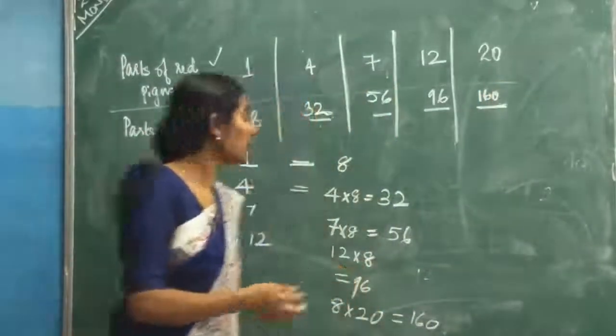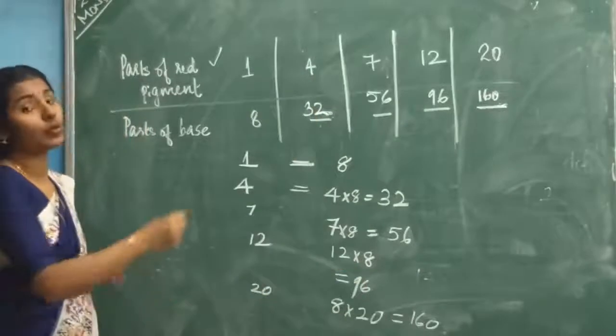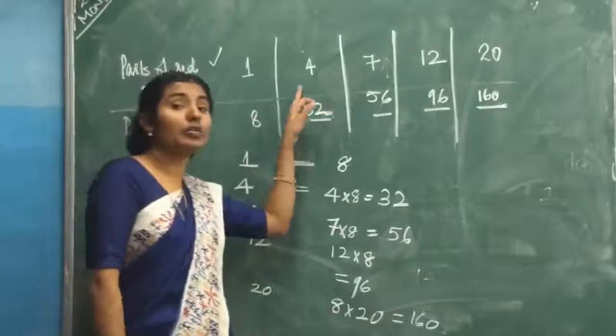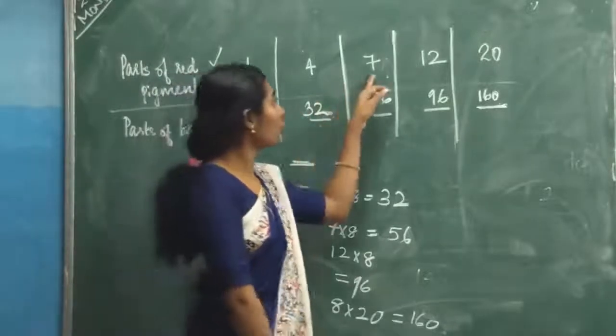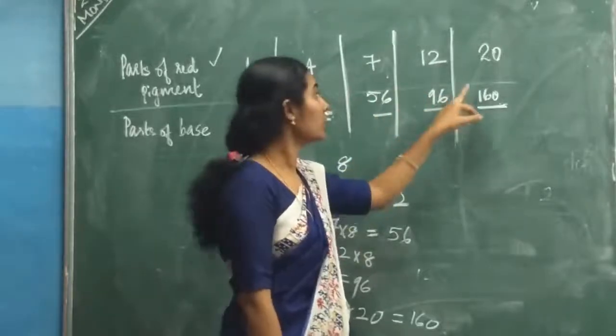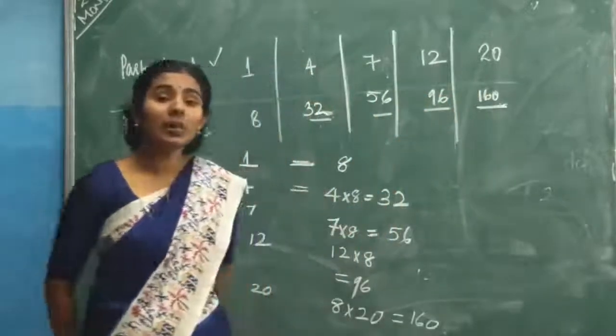First of all, you should complete this table. So you will get for 1 part of red pigment, base is 8. For 4, you will get base 32. For 7, 56 base. For 12, 96 base. For 20, 160 base.